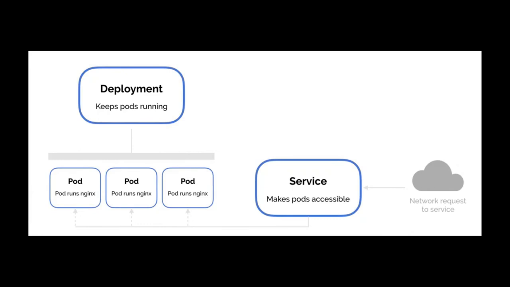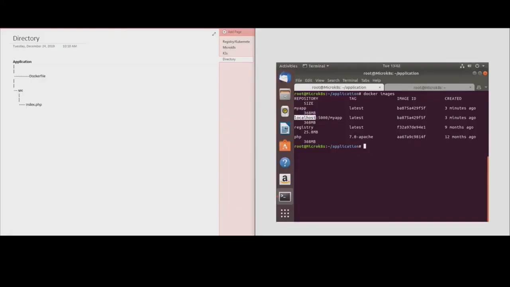So there's a concept of deployment where you tell how many replicas you want to be deployed. Services expose your deployment to the outside world. So let's create a deployment using the image we created. That's the command, kubectl create deployment. Let's give it a name, new app, and then from the image that we just created, localhost port 500, and the name of the image was my app.